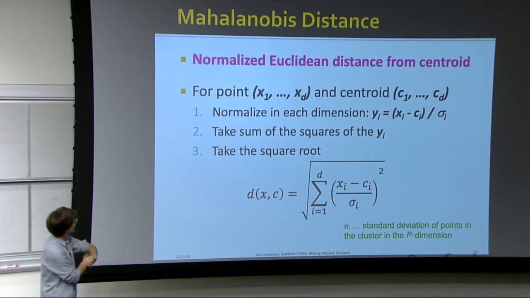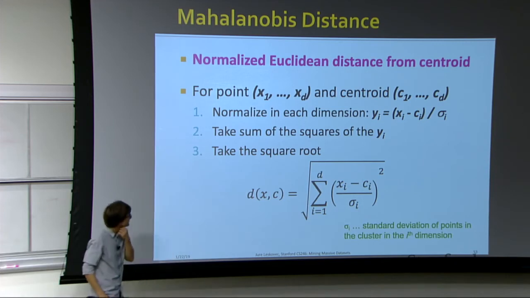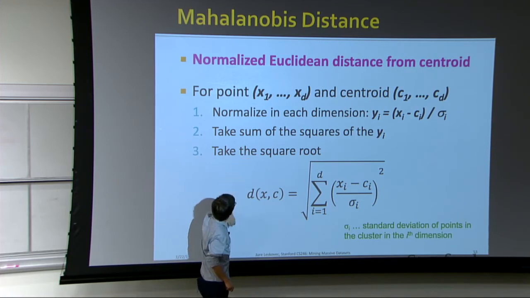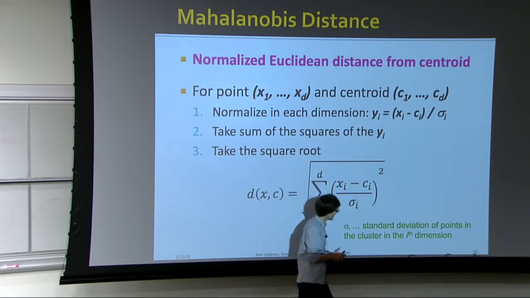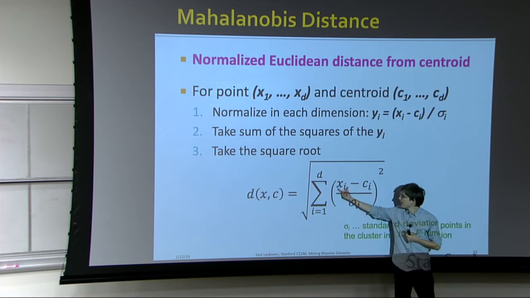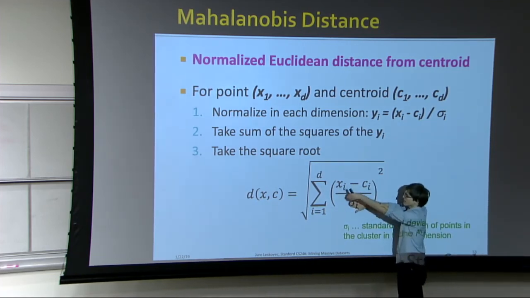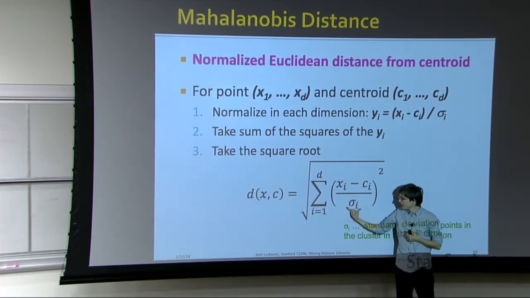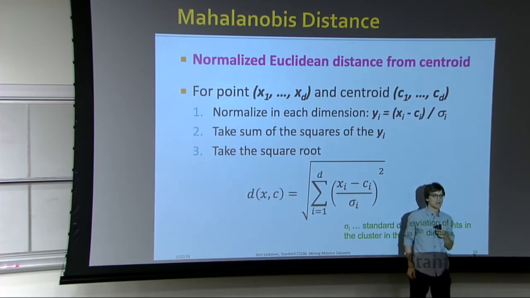So the idea is the following. Imagine I have a point x and a centroid c. The way I want to compute the distance is the following. Over all the coordinates, I take the difference between x and c in that coordinate. If I just did this, took the square, summed it up, and took the square root, this would be the usual Euclidean distance. But what I do is divide by the variance or standard deviation along that dimension.